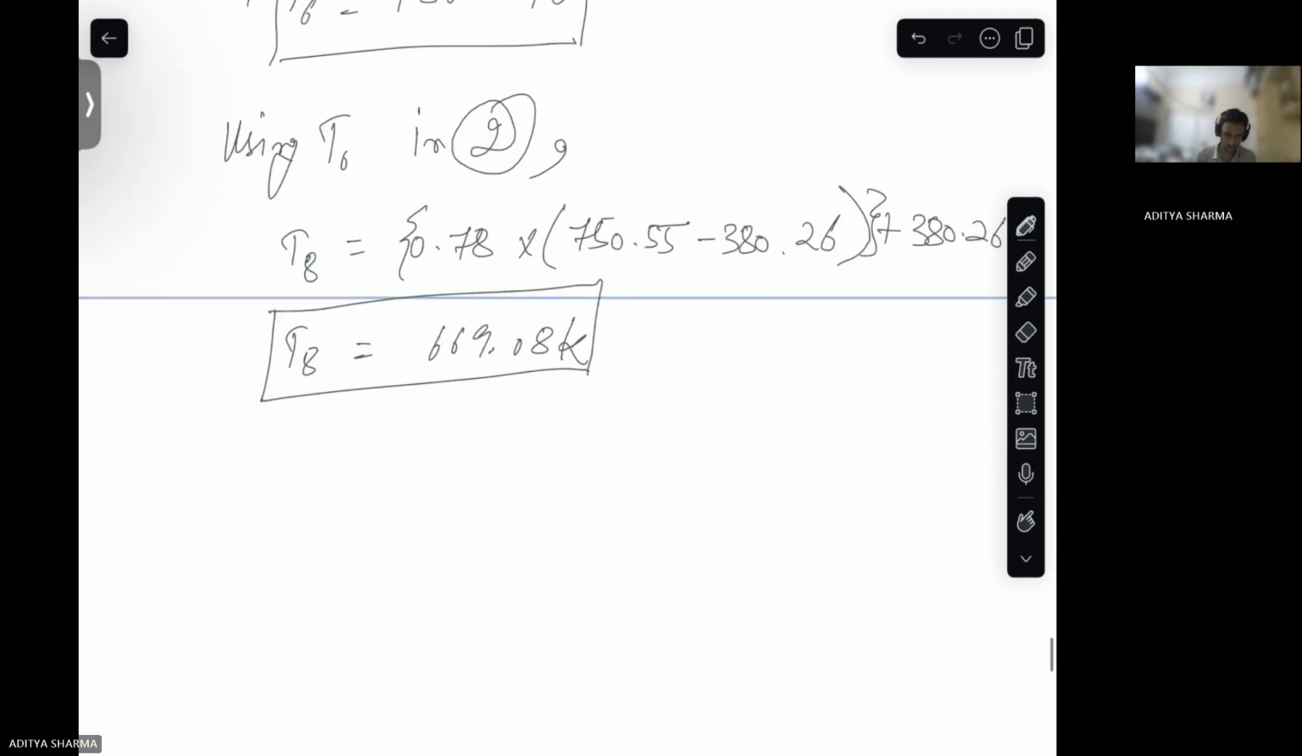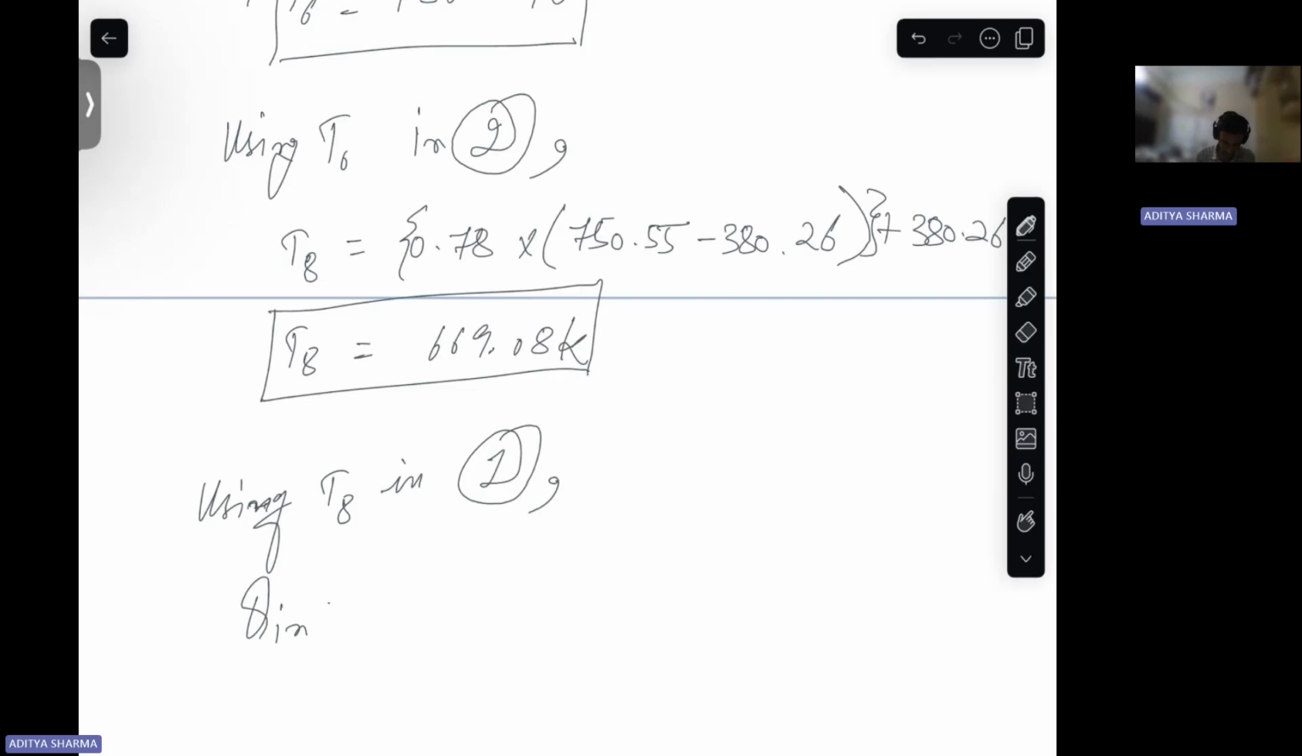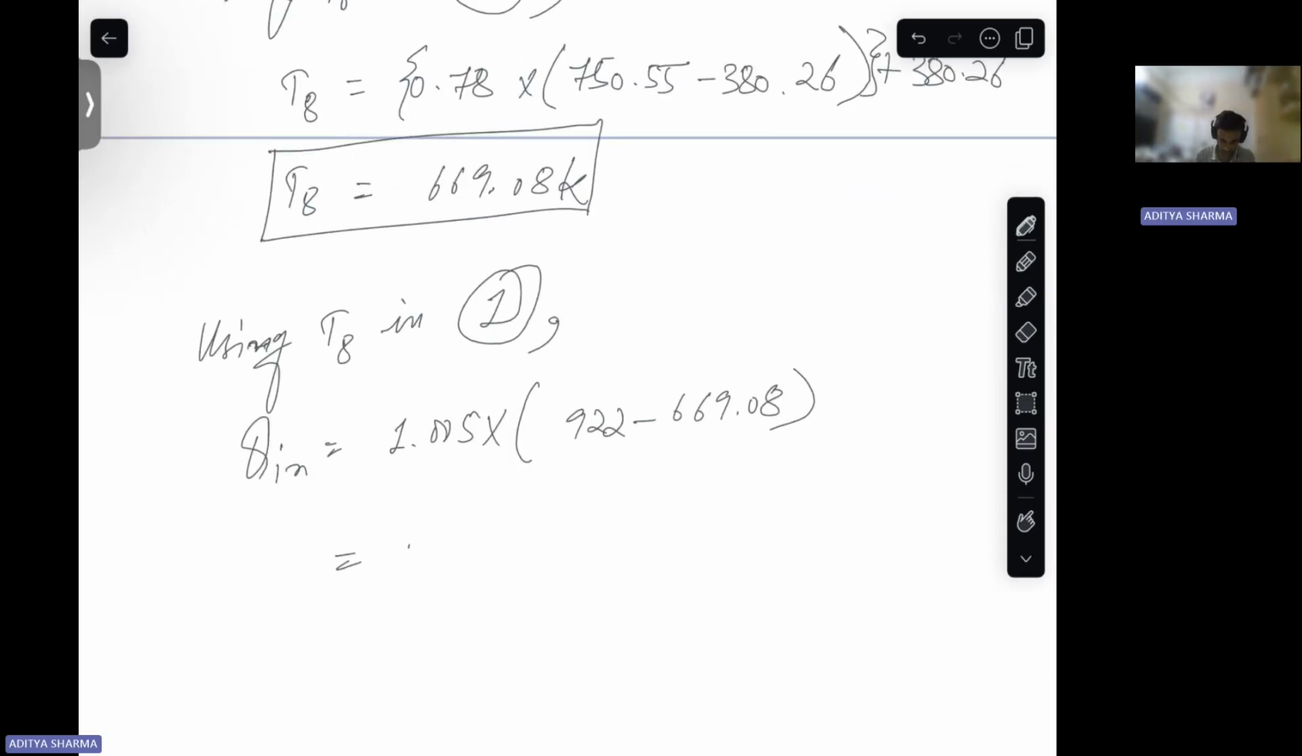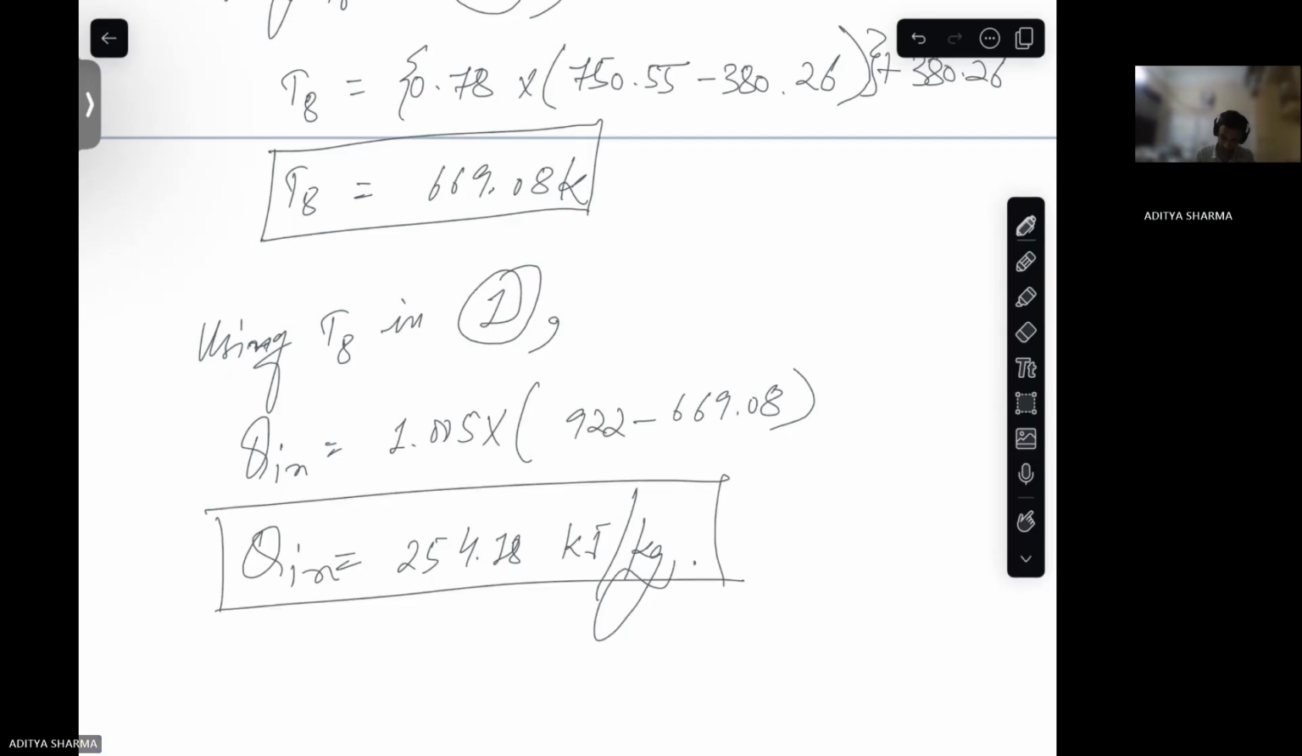Then using T8 in 1. So Q in is equal to 1.005 into 922 minus 669.08. If you solve this, this will come out to be 254.18 kilojoule per kg. So this is the heat added. So this is your question number 10 answer.